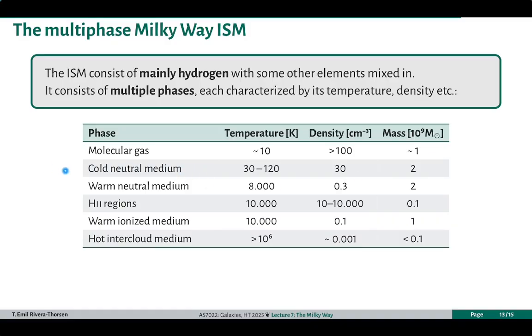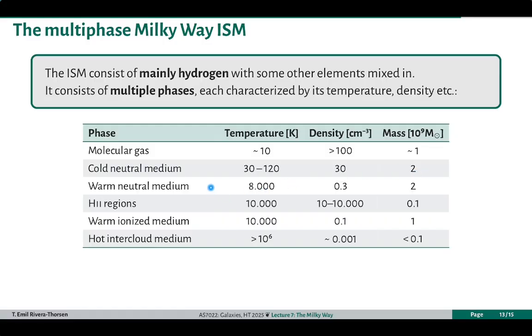Then we have what we would call the cold neutral medium, which is mainly atomic hydrogen at low temperatures. This has a temperature of about 30 to about a couple of hundred Kelvin, has a density of about 30. This is not a very accurate number, but a typical number of about 30 atoms per cubic centimeter, and a total mass of this gas of around 2 times 10^9 solar masses, so about twice as much as the molecular gas.